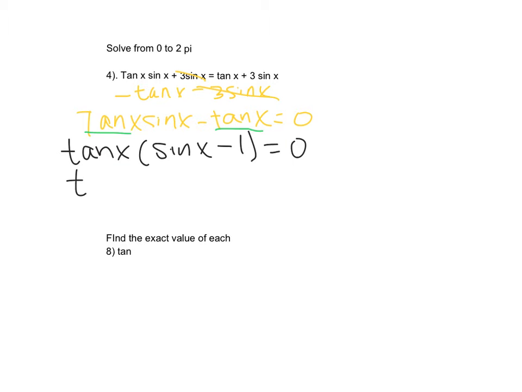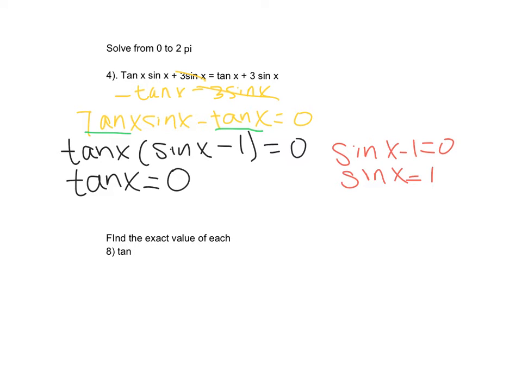What I've learned in the past is I take each of the factors and set them equal to 0. So I have tan x is equal to 0, and then the other one, sine x minus 1 equals 0, so sine x is equal to 1.